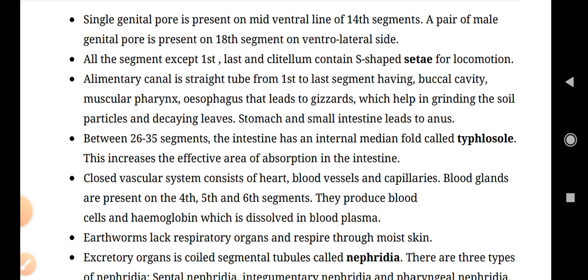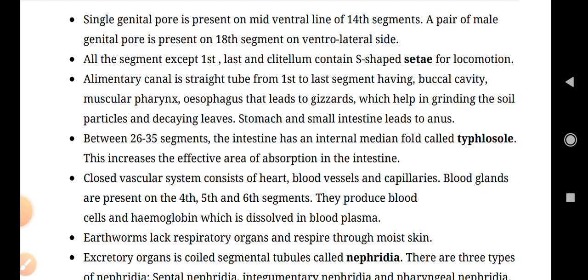The alimentary canal is a straight tube from the first to the last segment, having a buccal cavity, muscular pharynx, and esophagus that leads to the gizzard, which helps in grinding the soil particles and decaying leaves. The stomach and small intestine lead to the anus. Between segments 26-35, the intestine has an internal median fold called the typhlosole.